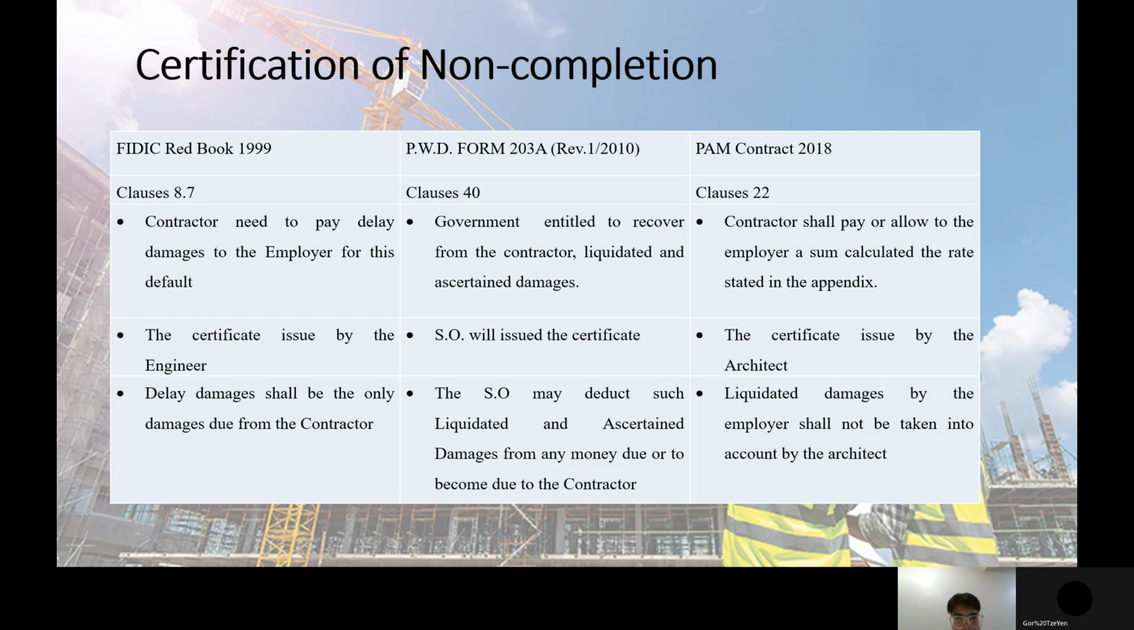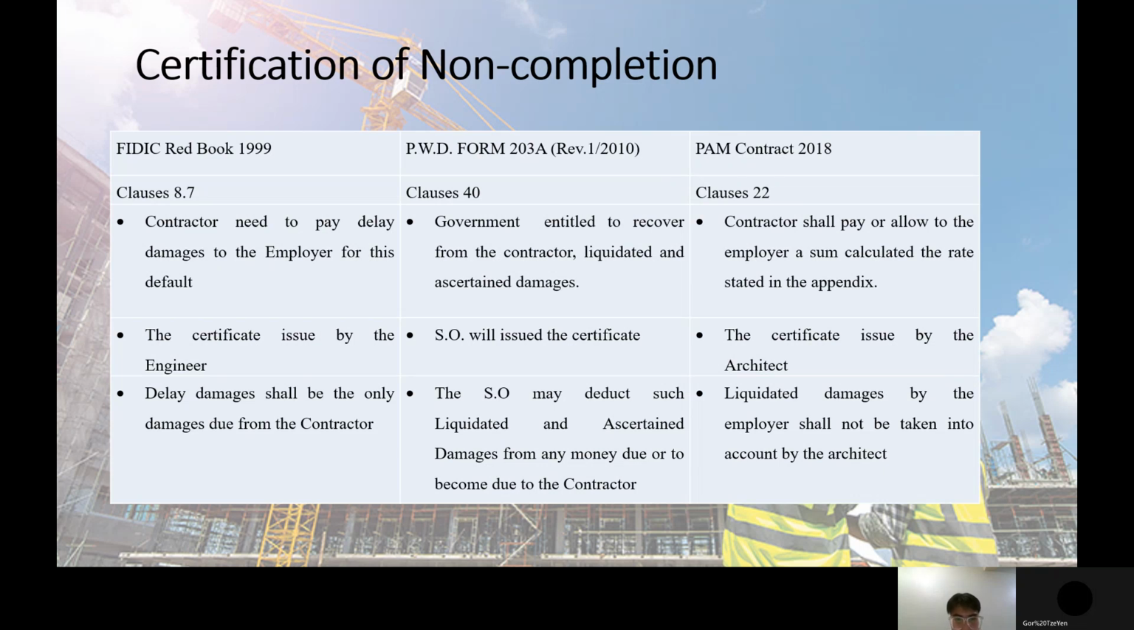Next is the certificate of non-completion. It uses the FIDIC Red Book 1999, and the clause used for the certificate of non-completion is clause 8.7. The contractor needs to pay delay damages to the employer for this default, and the certificate is issued by the engineer. The delay damages shall be the only damages due from the contractor.